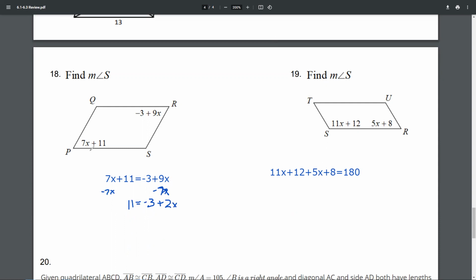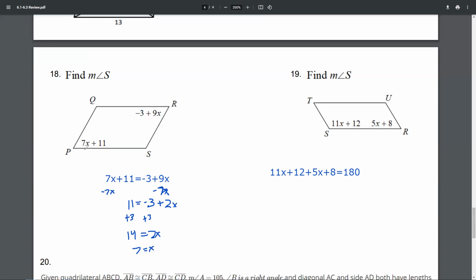So in my head, I plugged it in. It didn't work, and I realized something was wrong. That's because I was writing sloppy, right? So 9 minus 7x is 2x, right? So now we add 3 to both sides. So you get 14 equals 2x. And then when you divide by 2, you get 7 equals x.